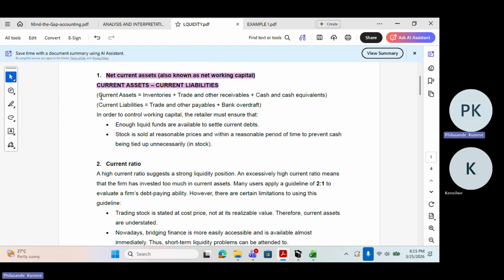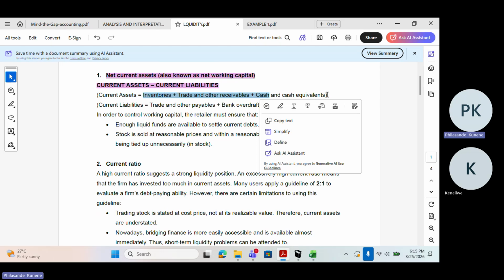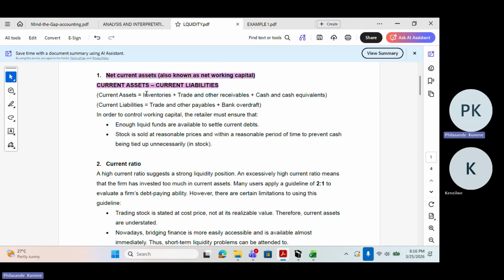Now, what they're saying here is that current assets are equal to inventories plus trade receivables plus cash and cash equivalents. We know this very well, what current assets are made up of. Three things are included there: inventories, trade and other receivables, and cash and cash equivalents.